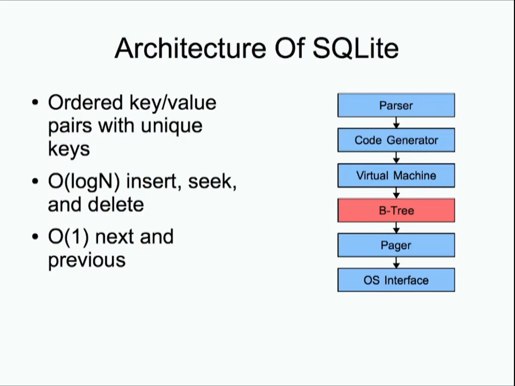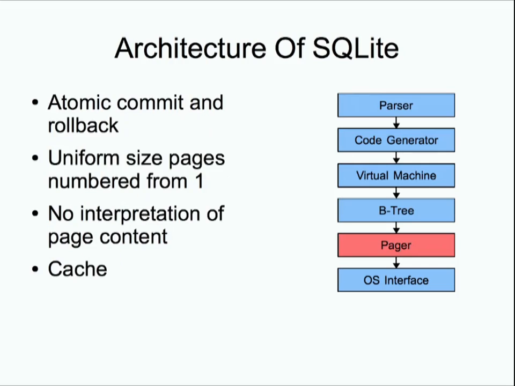Now below the virtual machine, you've got a B tree layer. In the interest of time, I'm not going to go into a lot of detail here because I think most of you understand what a B tree is. But the idea is to give you fast lookup, insert, seek, delete, and next and previous.